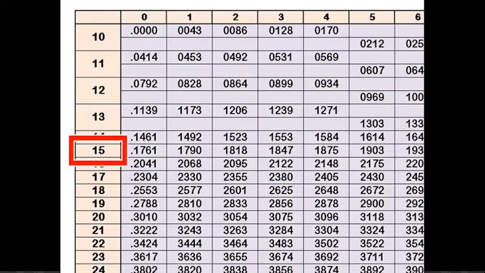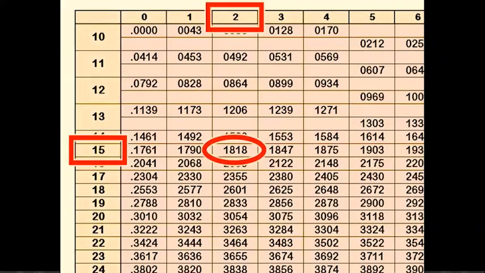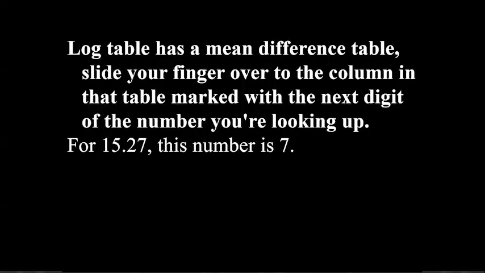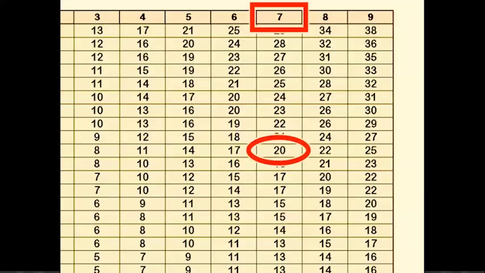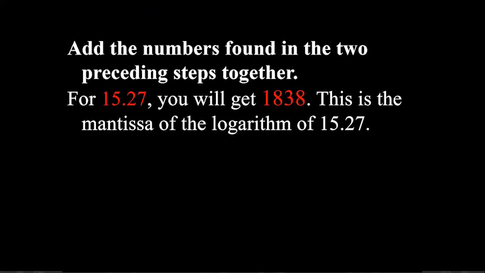So you will get 15. You will go to 15. Then in the second column, 18, 18. And then in the next set of 9 columns, you will go to the 7th column and 20, and you will add these two. You will get 1838.